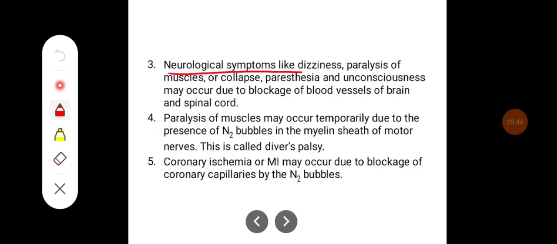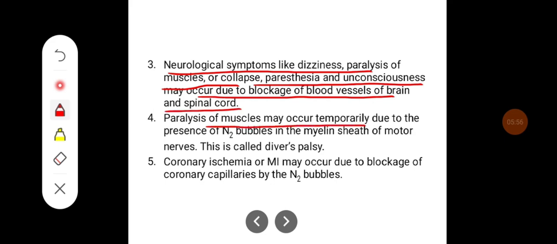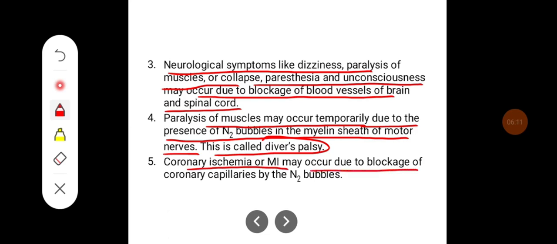Neurological symptoms like dizziness, paralysis of muscles or collapse, paresthesia, and unconsciousness may occur due to the blockage of blood vessels of the brain and spinal cord. There can be paralysis of the muscles, which may occur temporarily due to the presence of nitrogen bubbles in the myelin sheath or motor nerve, and this is called divers' palsy. Coronary ischemia or myocardial infarction may occur due to the blockage of coronary capillaries by nitrogen bubbles.